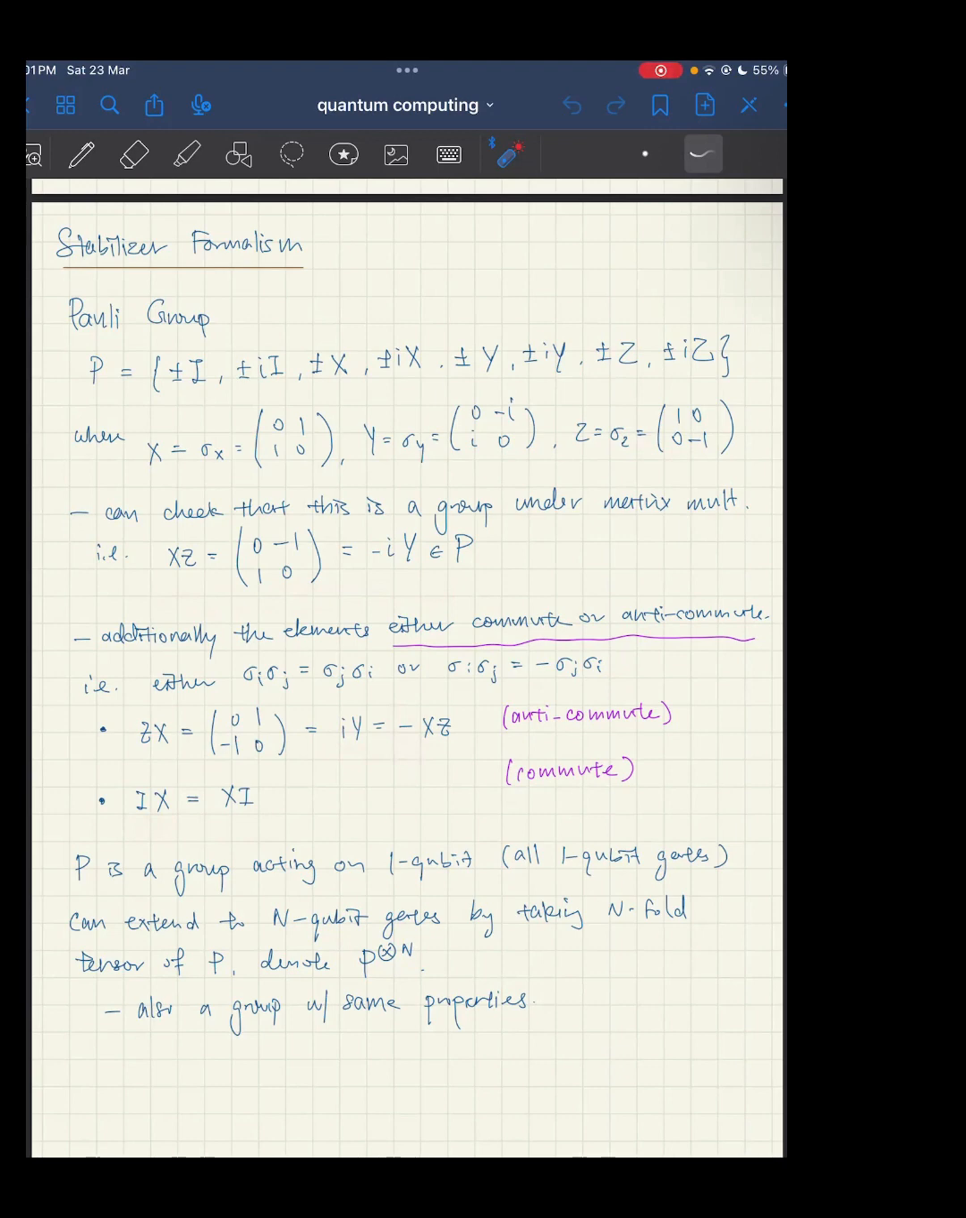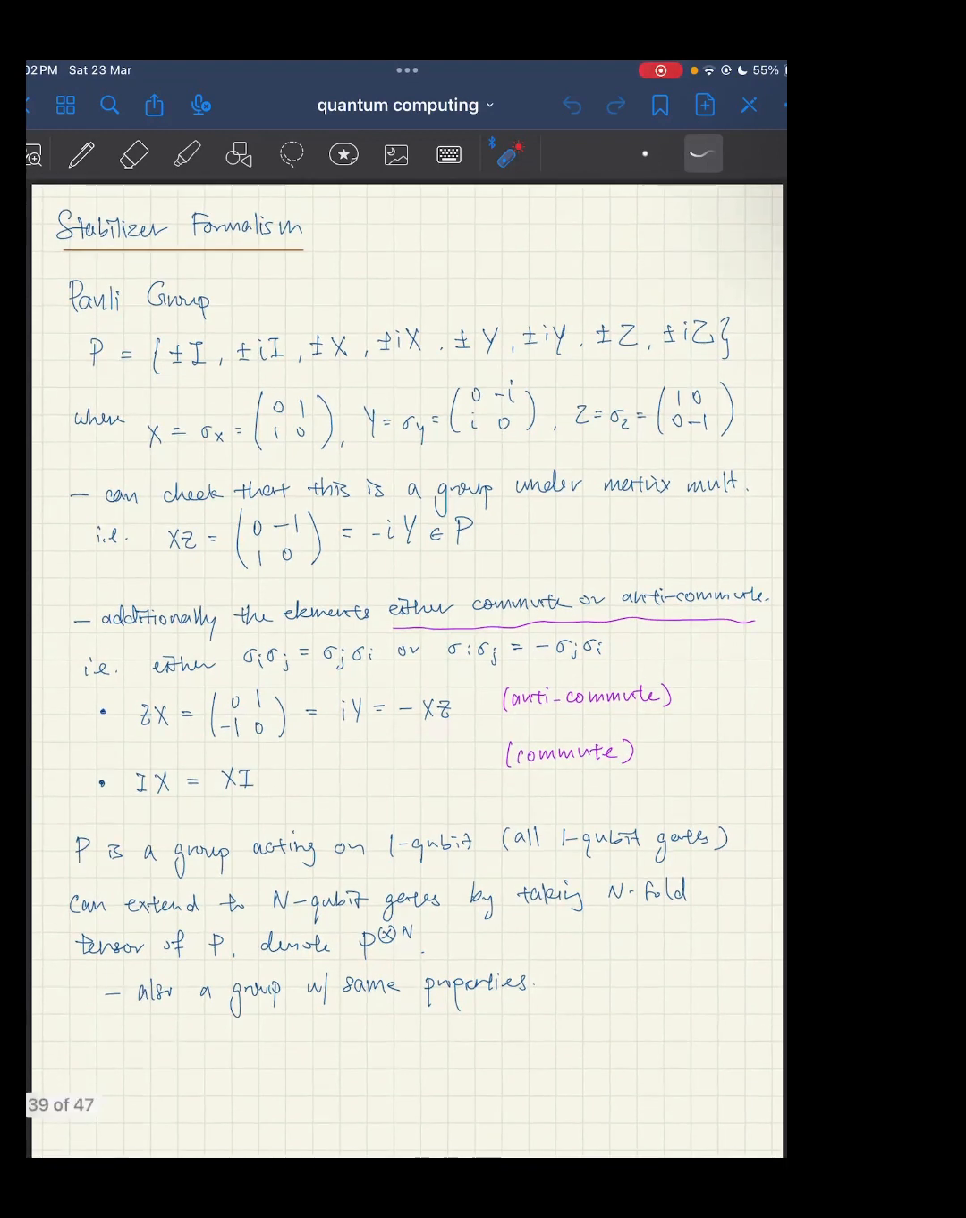Now, P, the Pauli group, is a group of operators acting on one qubit. Particularly, they are a group of one qubit gates. And you can extend this to n qubit gates by taking the n-fold tensor of the Pauli group, which we will denote by P to the tensor of n.